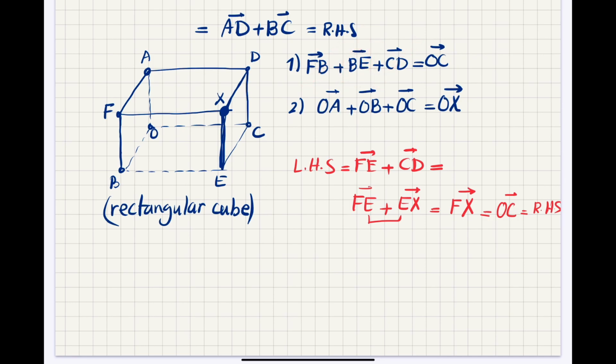So the answer would be BE. But where is BE? BE is this vector. Where is OC? OC is this vector. Again, they are the same thing. So both of them are actually indeed correct. Yes? Okay, so what is the last one?